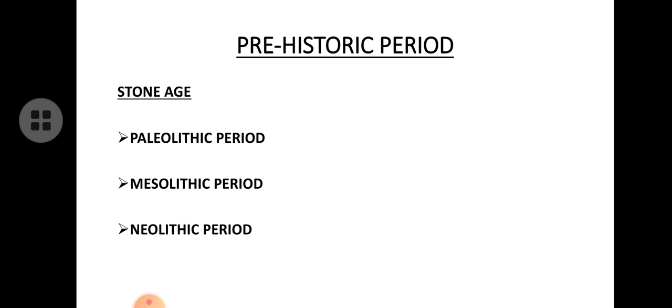And further, the Stone Age is divided into three periods: the Paleolithic period, the Mesolithic period, and the Neolithic period. Lithic is a Greek word meaning stone. Lithos is a Greek word for stone from which we get the English word lithic. So Paleolithic is the beginning stage of the Stone Age period. Mesolithic is the middle age and Neolithic is the later period of the Stone Age.